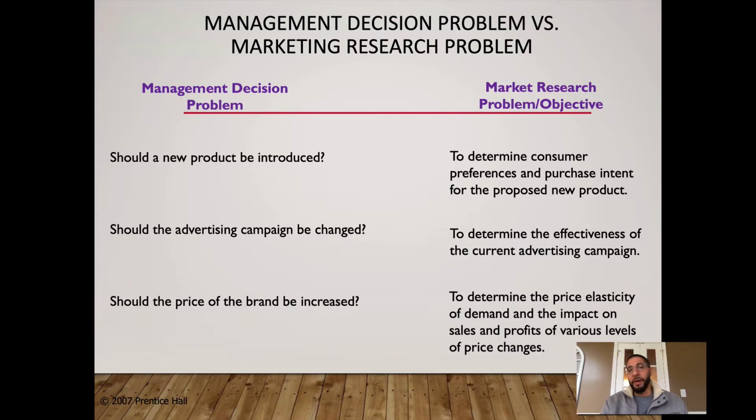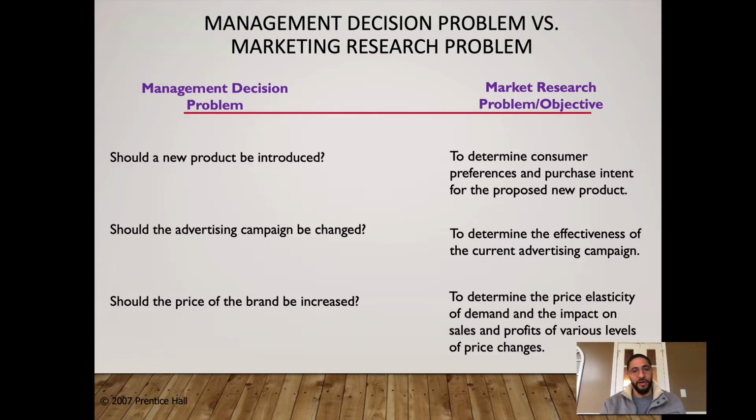Okay, so I want to make a distinction here between the management decision problem and the market research problem or objective. Again, I prefer the term objectives more so than problems because problem has a negative connotation. And again, it's not always a problem that we're trying to solve. But the key distinction here that's important is understanding from your stakeholders, let's say your CMO or the VP of the brand or whoever it might be, what is the key question that they have that's going to help them drive the business if they have the answer? And then how do we turn that into an objective of the research?